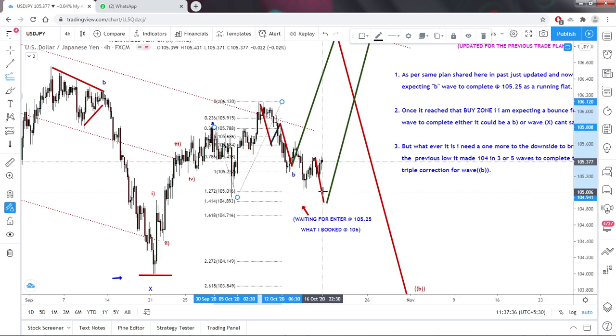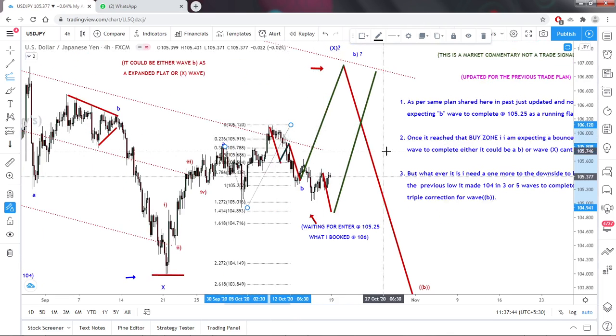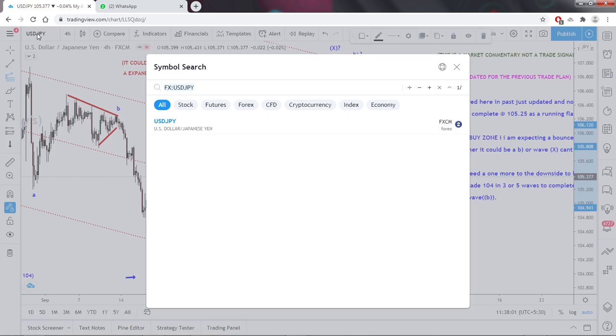Whether it is going to drop here, that will be B, C completed. So A and B here, and then C has to shoot. But if it is making a triangle, then we have to accept this as A, B, C and D. It will move like here at 105.7, and then E, a drop for E, and then again it will take off. So that is my USD JPY.